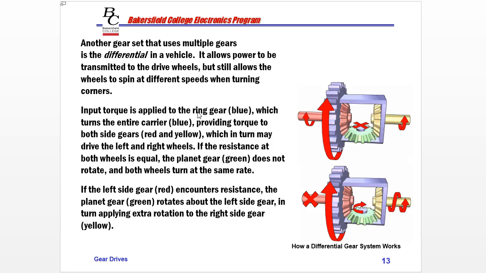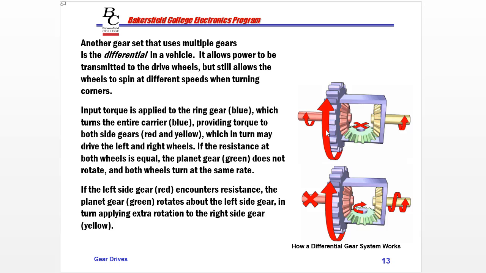So let's look at this. Input torque is applied to the ring gear. So that's going to be applied from the drive shaft through another gear that's going to mesh with this. So this ring gear turns the entire carrier, this whole blue section, providing torque to both side gears, this yellow and the red. So these would be the axles going to your wheels. If resistance at both wheels is equal, then this green gear, called a planet gear, does not rotate, and both wheels turn at the same rate.